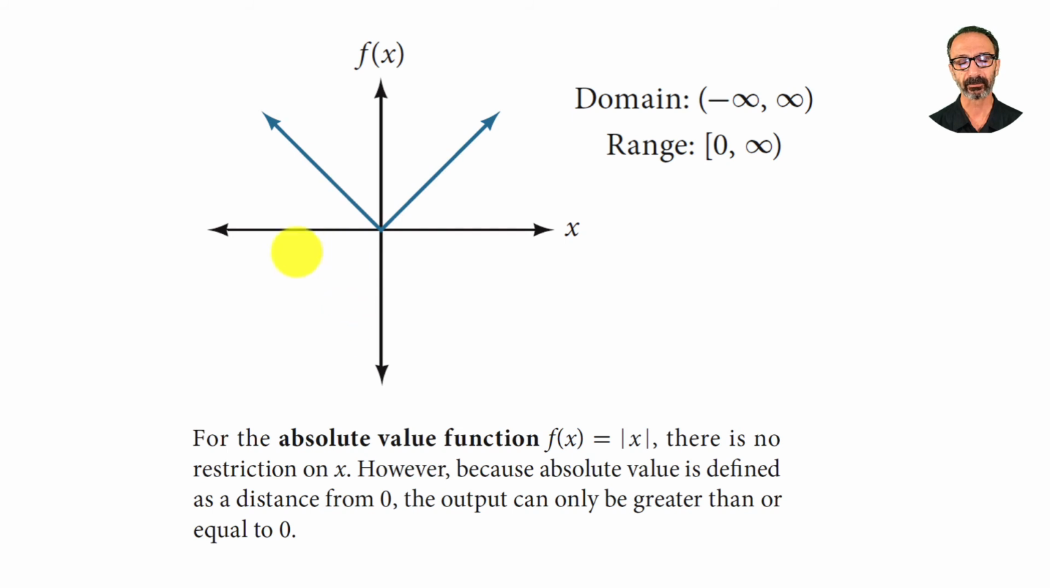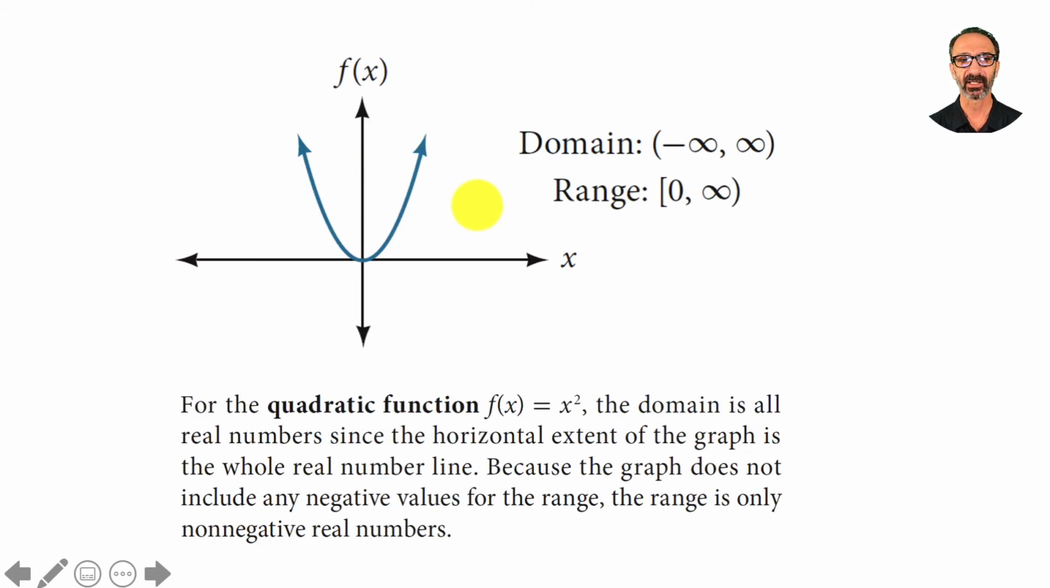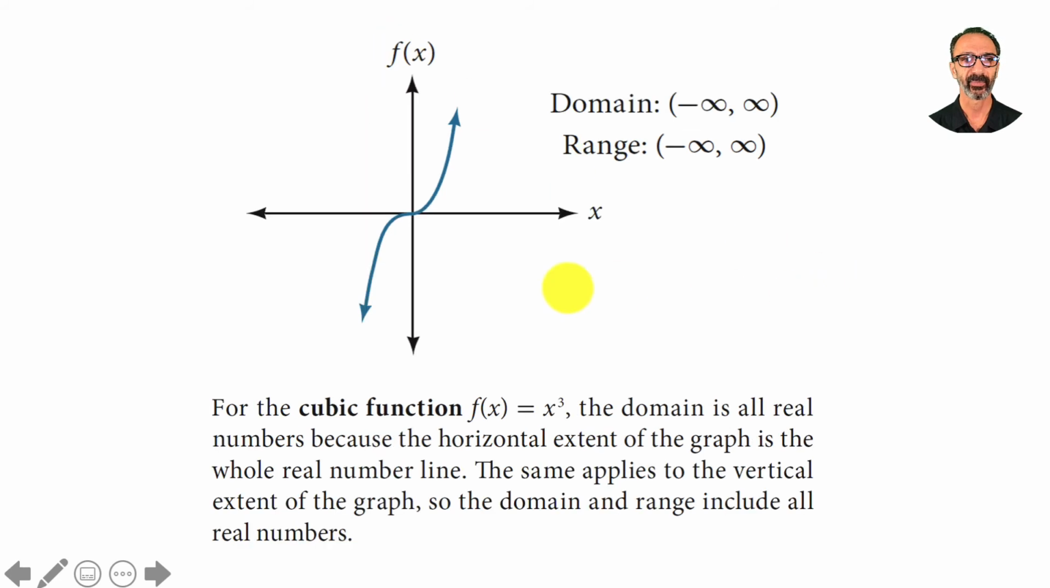So this is the absolute value function. The domain is all real numbers. It goes all the way left, all the way right, but the range is from 0 up, so it's from 0 to infinity, including 0. This is the quadratic function, y equals x to the second, the basic function. Domain is all real numbers, and range is from 0 up to infinity. This is the cubic function, all real numbers for domain, all real numbers for range.